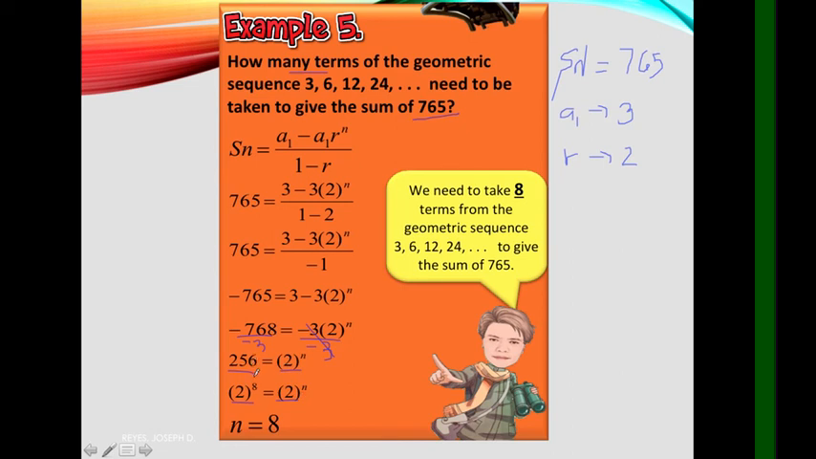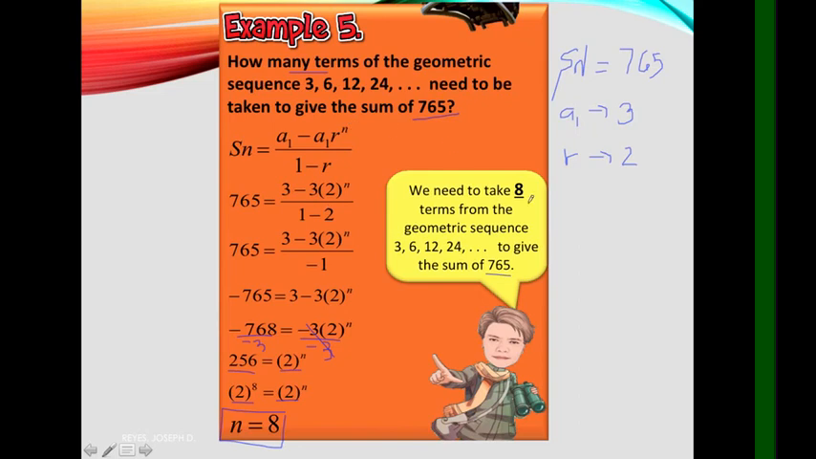And that is 2 raised to 8 because 2 raised to 8, when you multiply 2 by itself 8 times, you will get 256. So for this portion, you can now bring down the n equals 8. So we have n equals 8 as our answer for this particular example. Therefore, we need to take 8 terms from the geometric sequence 3, 6, 12, 24 to give the sum of 765. If you want to check, you can check kung 765 nga ang makukuha ninyo kapag pinalitan ninyo ang n ng 8.